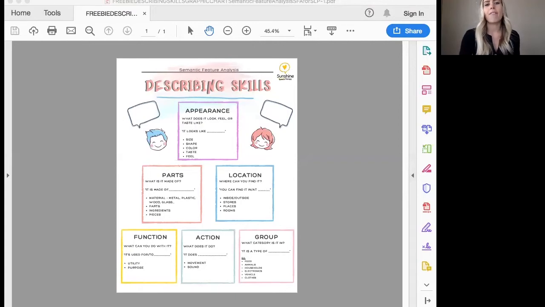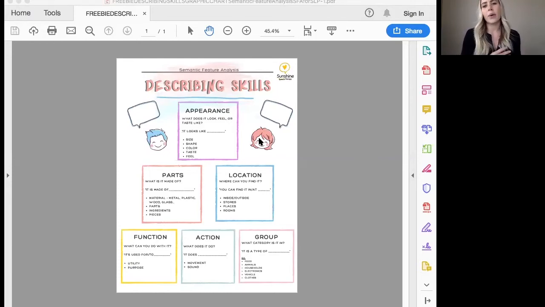So for example, if I were to ask students right here of the appearance, what does it look like, feel, or taste like? I could have them reply with, it looks like blank. So requiring that specific utterance length or that full sentence. And I can also model that. If maybe they respond with outside, I could say, oh great, yes, a tree is found outside. So I could model those longer utterances for them as well.